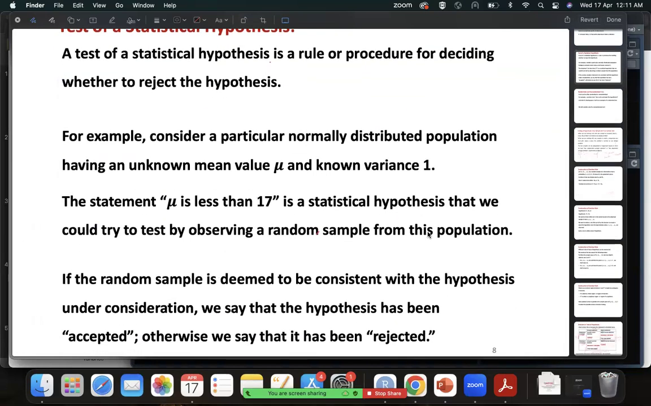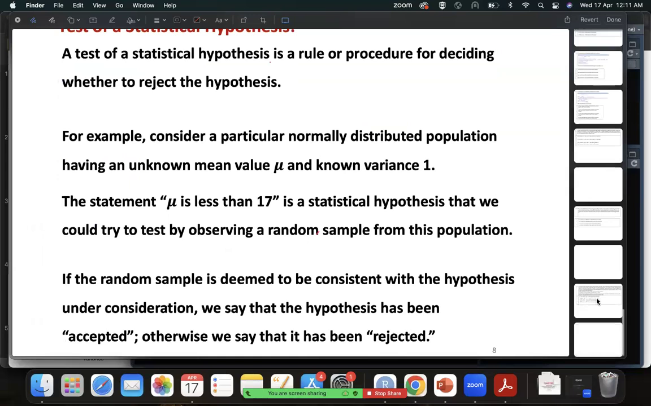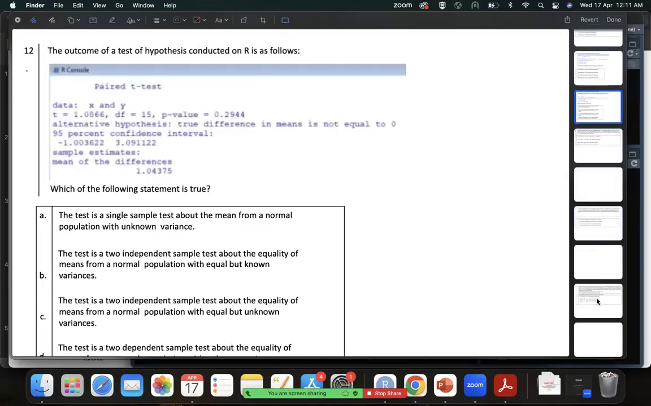Question number 12. It's also same thing. Similar thing.